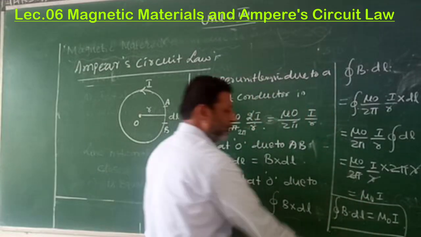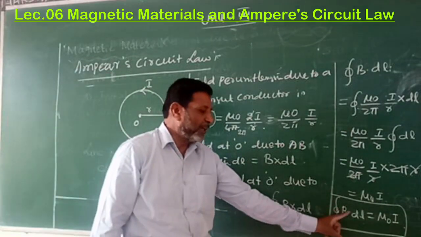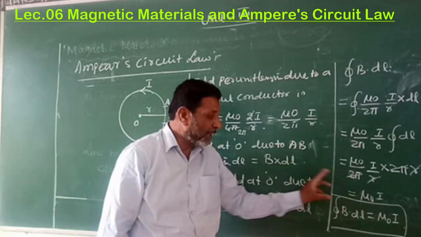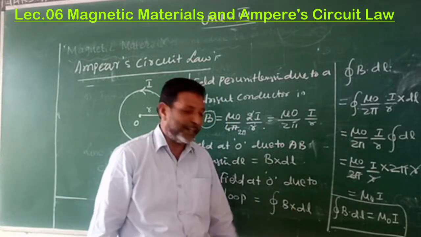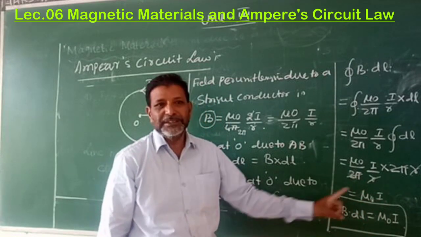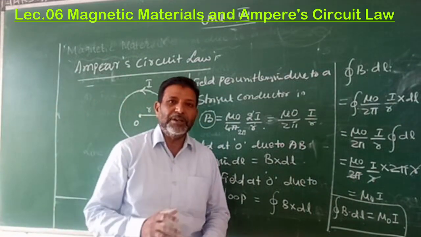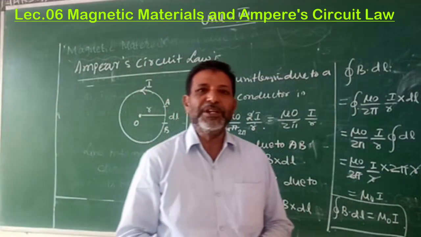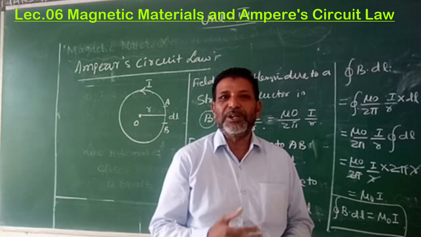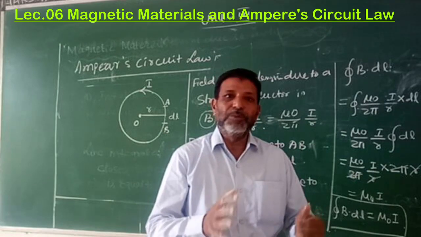Here we have proved that the line integral of B dot dl over a closed loop carrying current is equal to mu naught times the current carried by the loop. This is its proof. This is Ampere's circuital law. It has its own importance, which you will study in higher classes. I hope you have understood this.